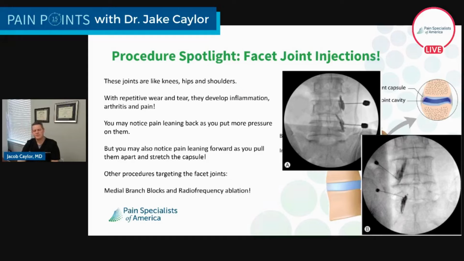Facet procedures, we will talk about medial branch blocks and radiofrequency down the road, but we're treating the same joints, it's just a different technique. So facet joint injections, just like a knee and a hip joint injection, medial branch blocks, radiofrequency ablation, different procedure, but to treat the same pathological process.